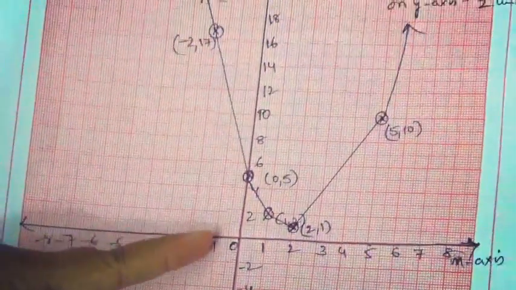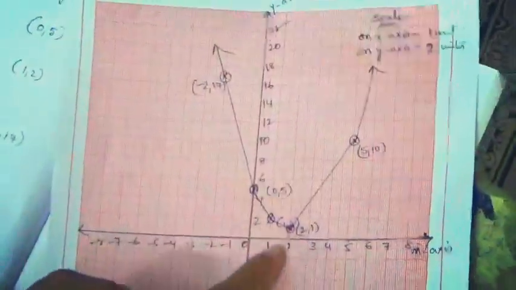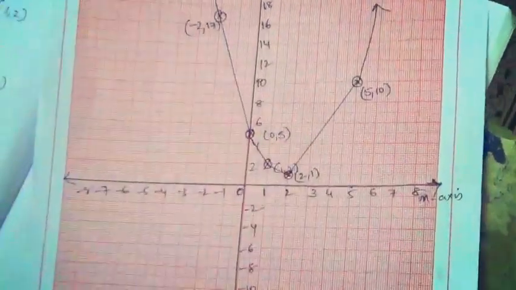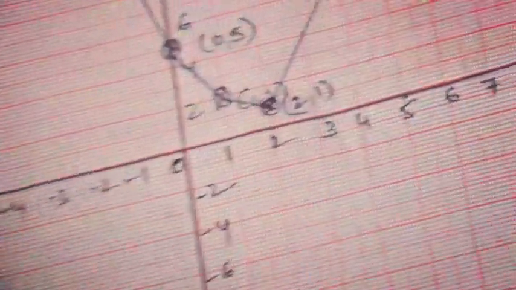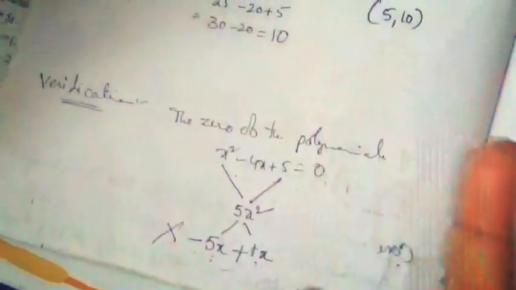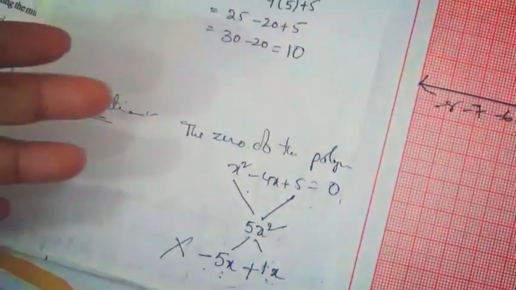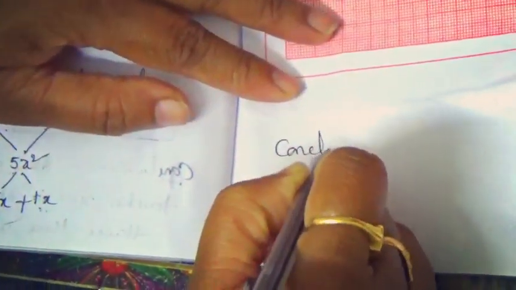You will get the U shape, but this U shape does not touch the x-axis. Why? Because in the verification also we will not get any solution. Because there are no x values, there are no zeros. That's why the U shape also does not touch the x-axis. Right? So what is the conclusion you have to write here?